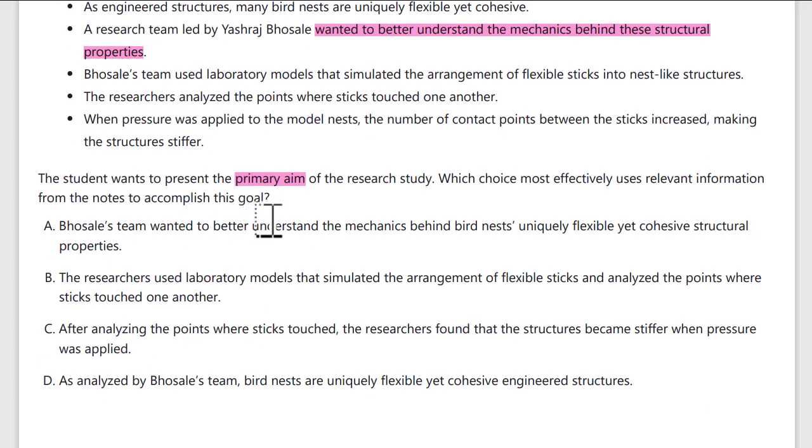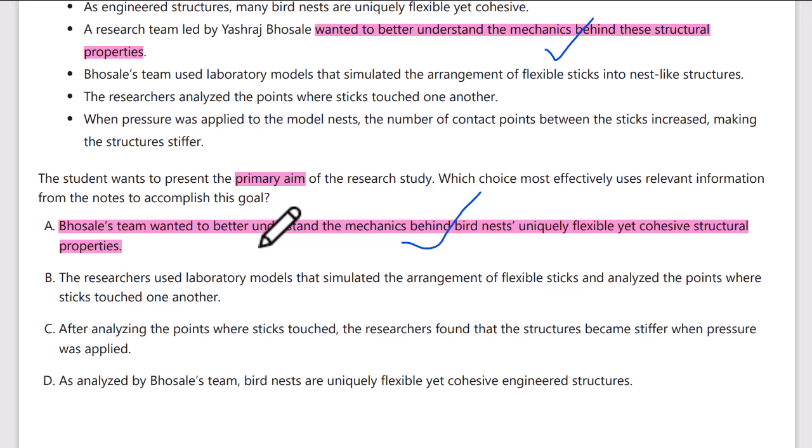Bosale's team wanted to better understand the mechanics behind birds' nests' uniquely flexible yet cohesive structural properties. That's it. That is the right answer. It's the same aim: the mechanics behind the nest's uniquely flexible yet cohesive structural properties. This is the correct answer. Let's check B, C, and D.